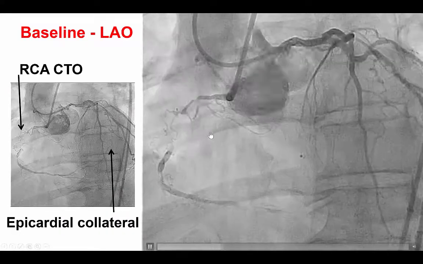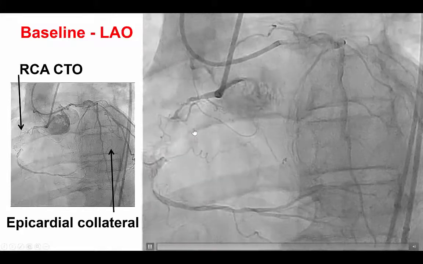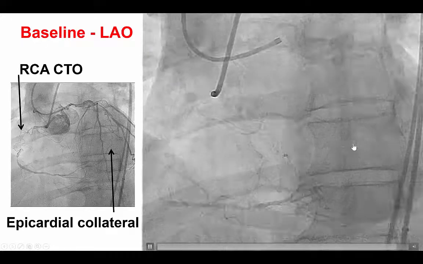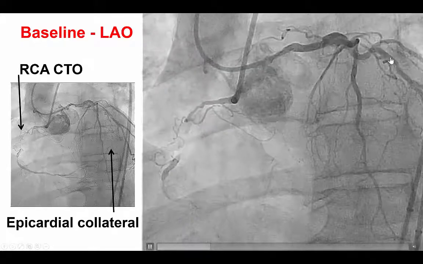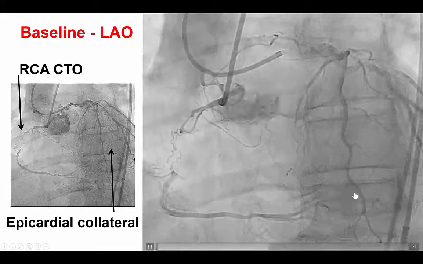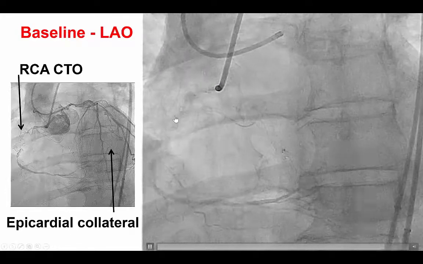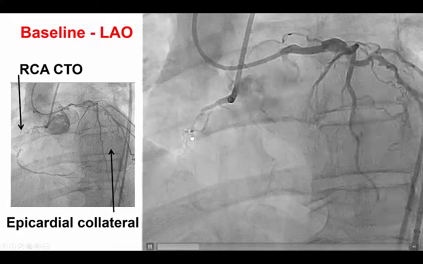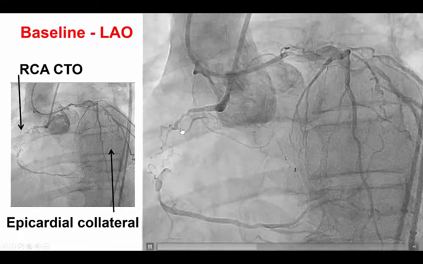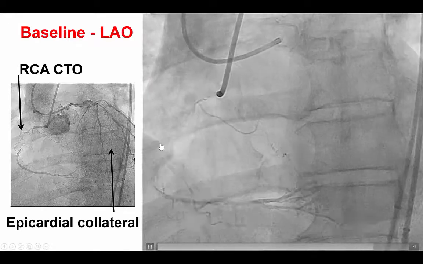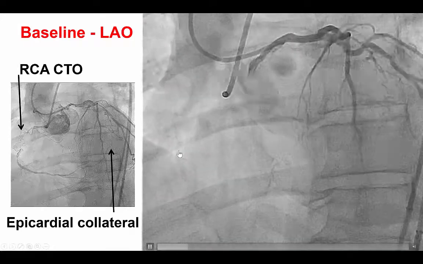The patient had a mid-right coronary artery CTO. The distal vessel was filling mainly via an epicardial collateral from the circumflex, supplying the right posterolateral branch. The CTO had a relatively blunt proximal cap with small branches originating at the cap, bridging collaterals included in those. The length was about 30 to 40 millimeters.